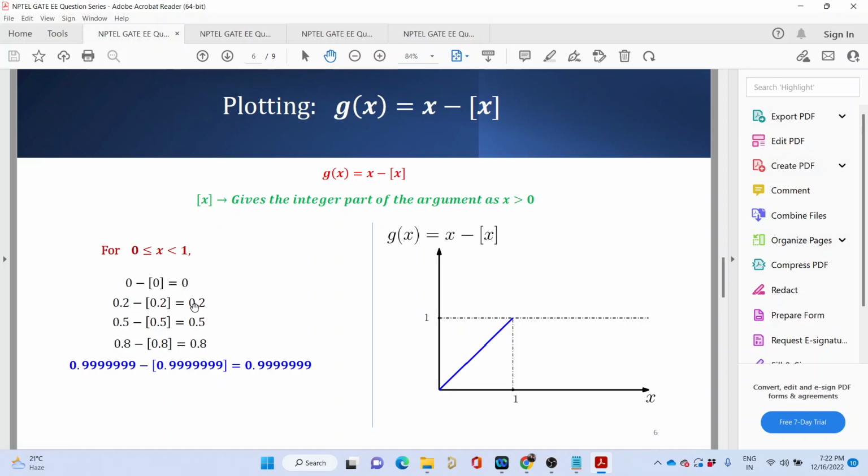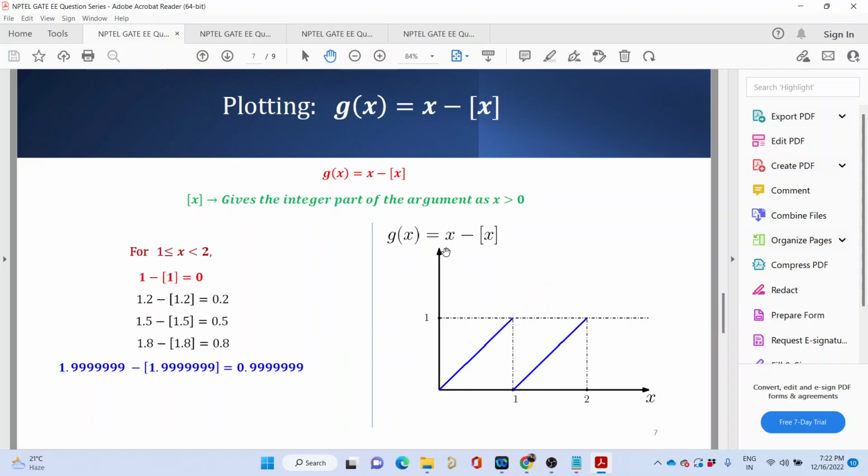So you see it is a linearly rising function, correct? Yes, sir. Since floor of x is a discontinuous function and x is a continuous function, x minus floor of x would also be a discontinuous function, because this term in the function contains discontinuity. Do you agree with me? Yes, sir.